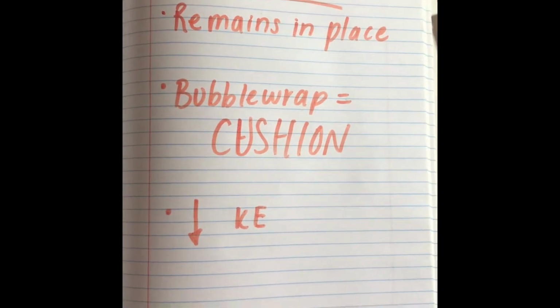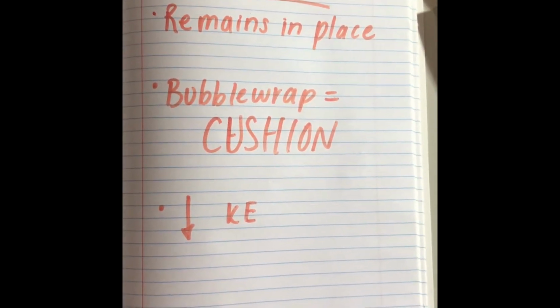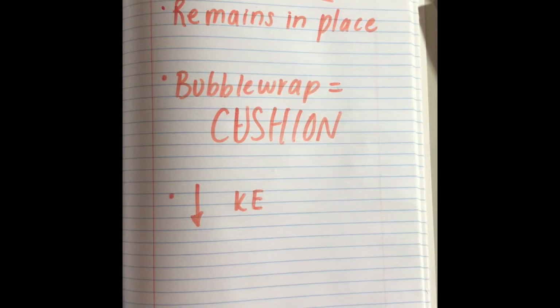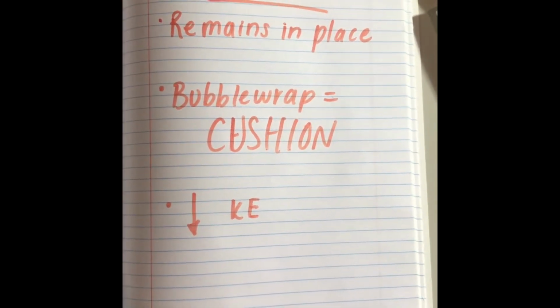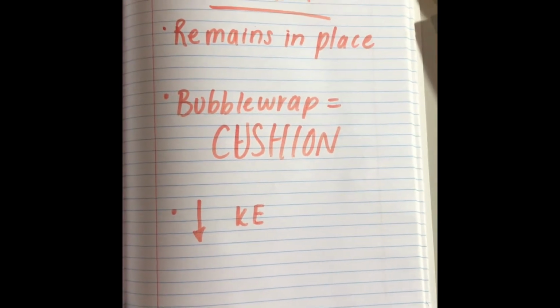We hypothesized that with this airbag, the cube will remain in place, with the bubble wrap acting as a cushion to decrease the amount of kinetic energy transformed from the time the cart was released to when it hits the pressure plate. We have designed a process.